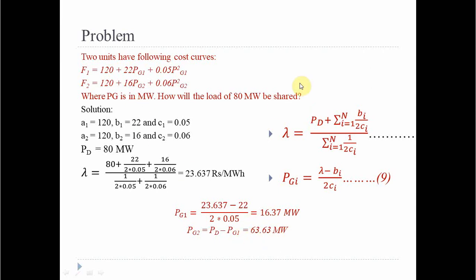So for this particular problem, we have neglected the generator limits and the line losses. In order to calculate the generation schedule, we calculate the lambda value using this expression, and from there we calculate the power output using this particular expression. So this is how the economic schedule is calculated when generator limits and line losses in the power system are neglected. Thank you.